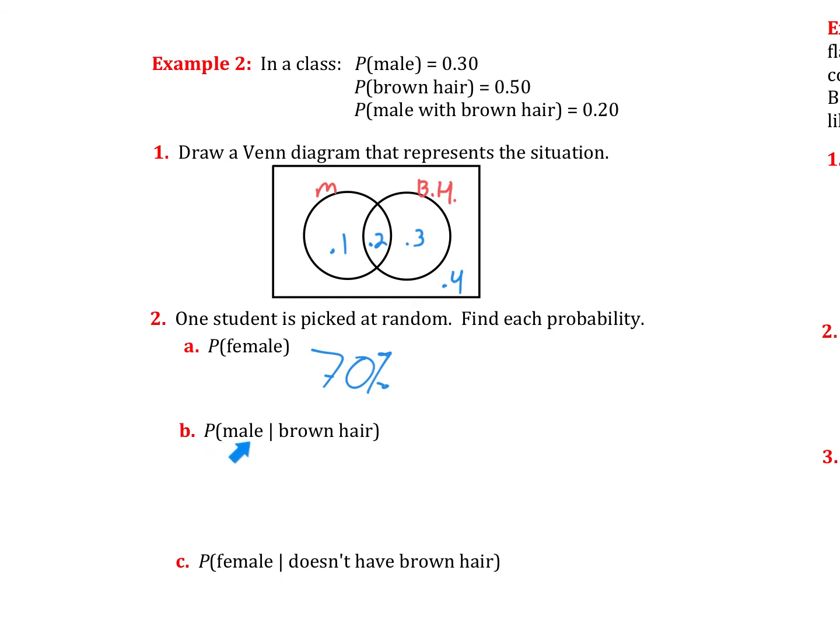Next, probability of selecting a male given that they have brown hair. So I need the probability of selecting a male with brown hair all over just the probability of selecting a brown hair student. Well, males with brown hair is 0.2. And the total brown hair population was 0.5. Go to our calculator, we'd get 40%.